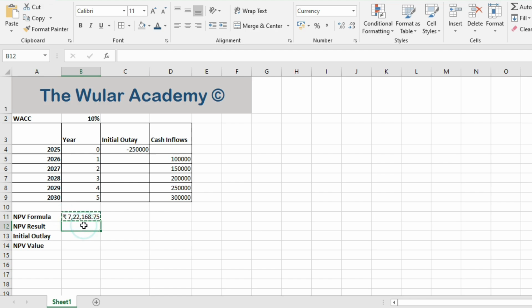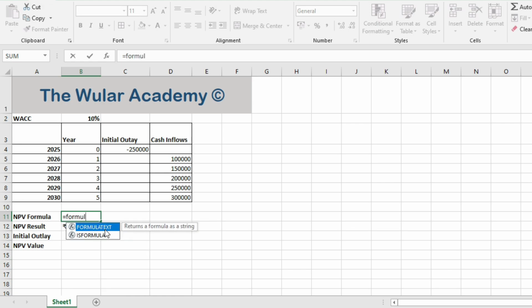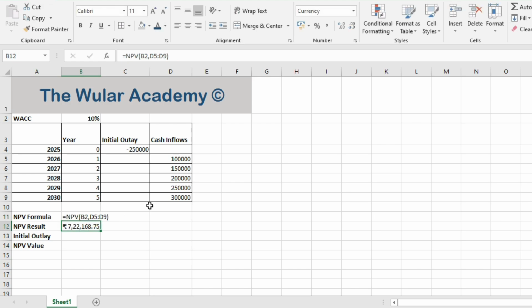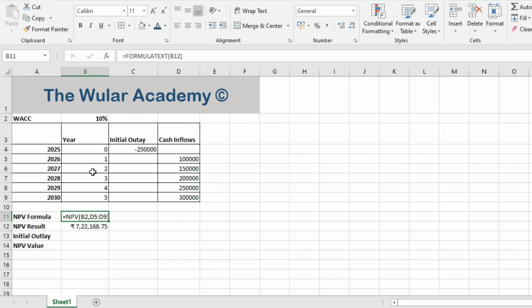So we have to input this value here, NPV result. So now what is the NPV formula? I will show you how we can display the formula in this cell. The function to display a formula in a cell is FORMULATEXT, and then we give the reference. Since our formula is in cell B12, we will refer to cell B12, FORMULATEXT cell B12. So this is the formula to calculate the net present value of future cash flows.